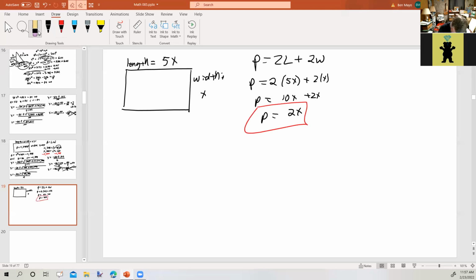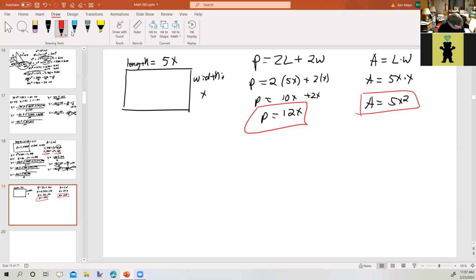The perimeter is 12x, exceeds its area. Let's find the area. Area would be length times width. So that would be 5x times x, or 5x squared. So there's another valuable piece of information.